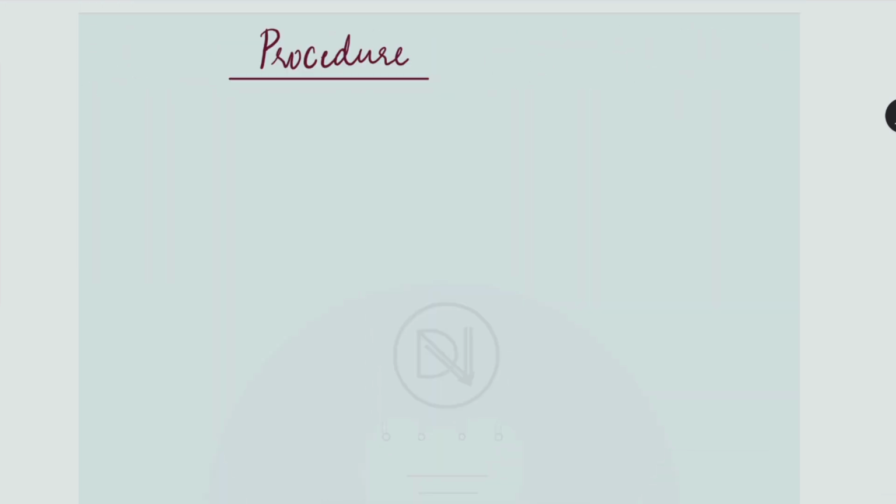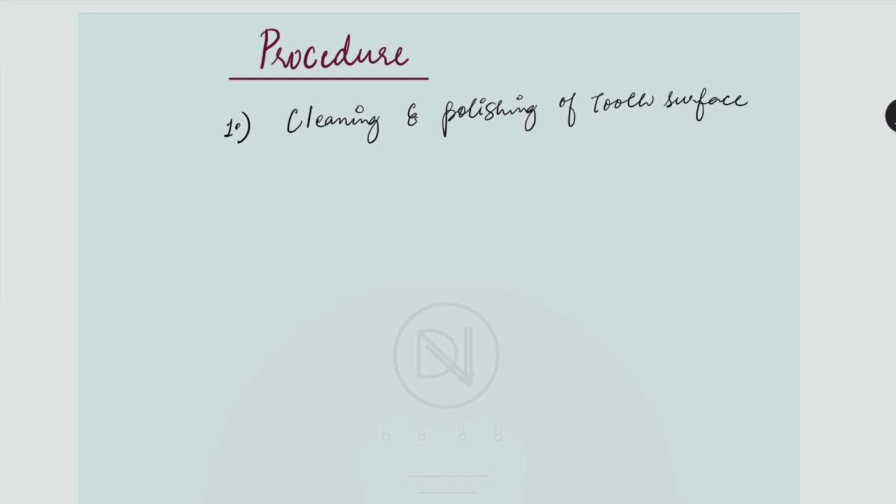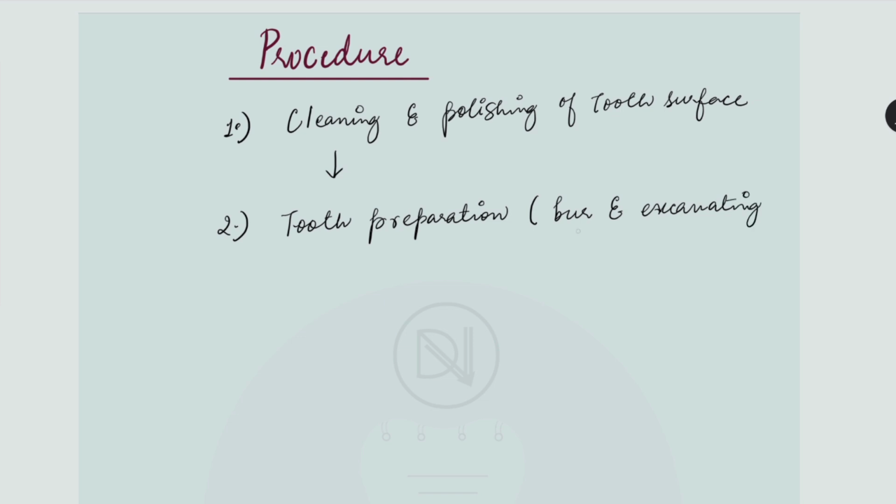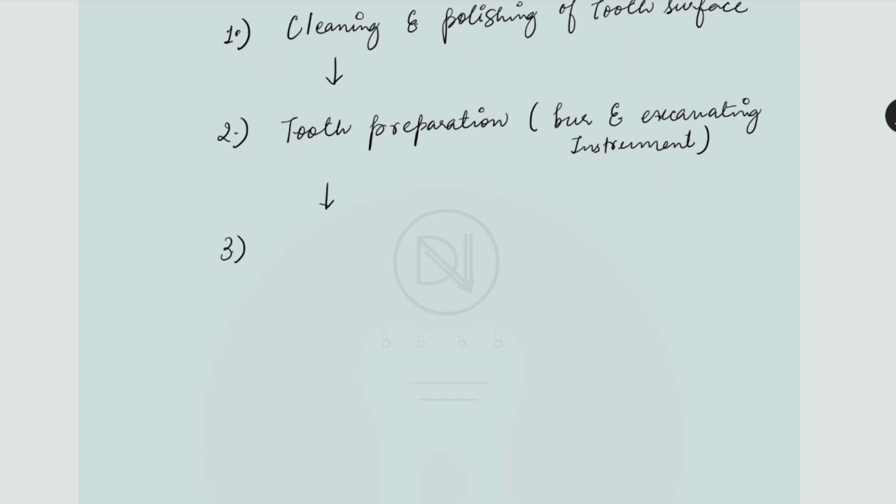Now coming to the procedure, how to apply the pit and fissure sealant. Before starting any kind of dental treatment, you need a basic cleaning and polishing. So here you will do the cleaning and polishing of the tooth surface. This is your first step. Okay. Then you have to go for tooth preparation by using a burr and excavating instrument.